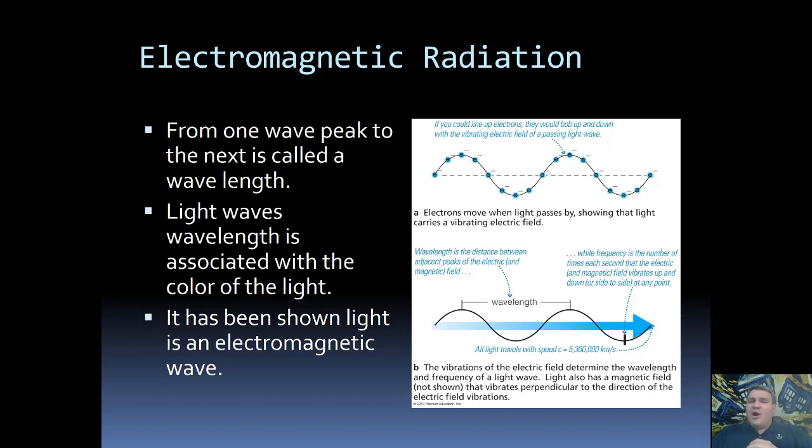Now, one of the key properties for any kind of wave is the wavelength. The wavelength is the distance from one crest to the next crest. Okay, so it's the length of the wave from crest to crest. Now, for light, the wavelength is associated with the color that we see for the light. I'll show you more about that in just a little bit.